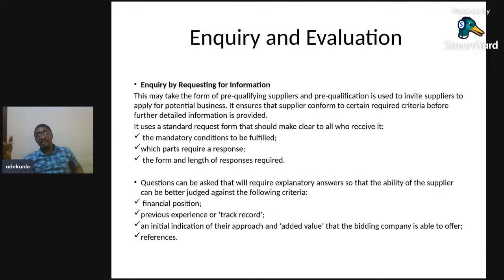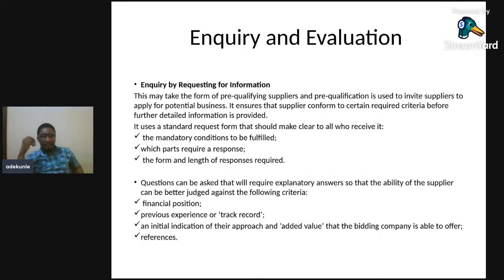Now, there's a need. You've gotten the specification request. You've looked at how you can source. Okay, I have analyzed my market. Is this single sourcing? Am I doing multiple sourcing? Now you're making inquiry and evaluation. How do you make inquiry? All right, you are requesting for information.